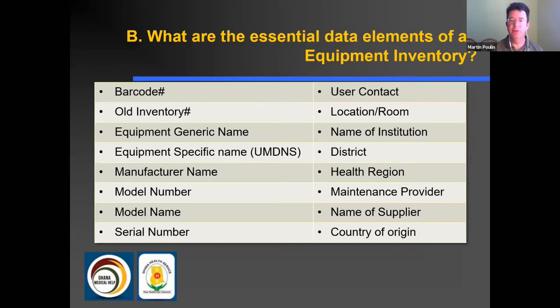And then it's important to understand where the equipment is, who the user contact is, where it's located, including the name of the institution, the district, and the health region. You may have a service contract on the device, so you want to know who the maintenance provider is, and you'd like to know who the name of the supplier is and the country of origin of the device.